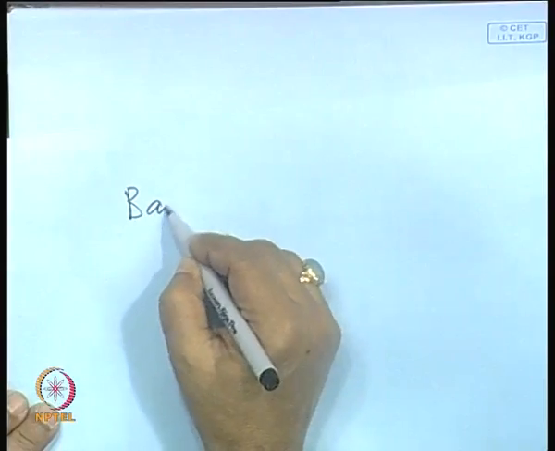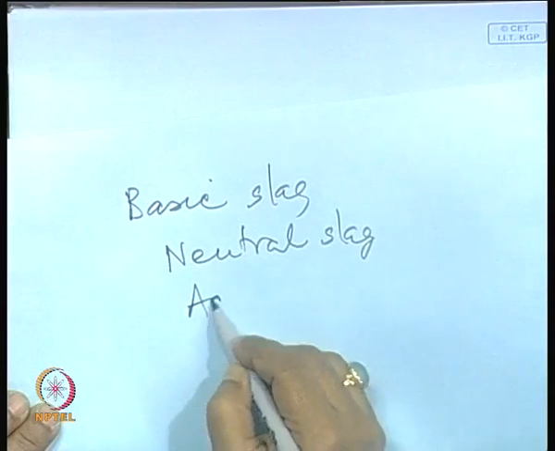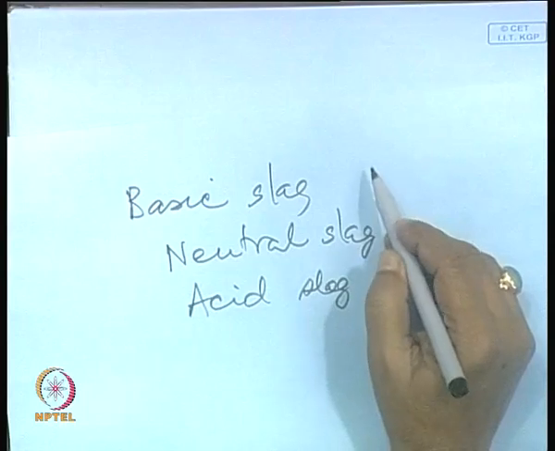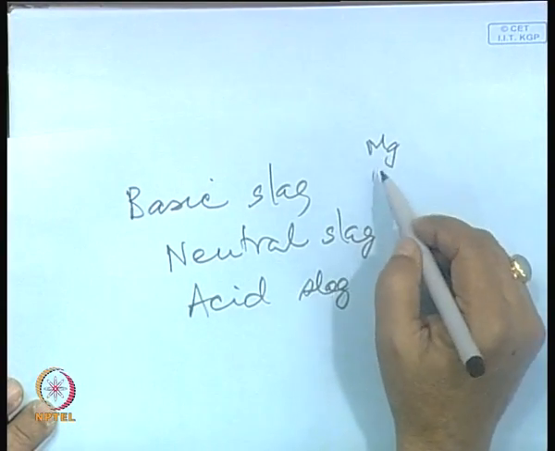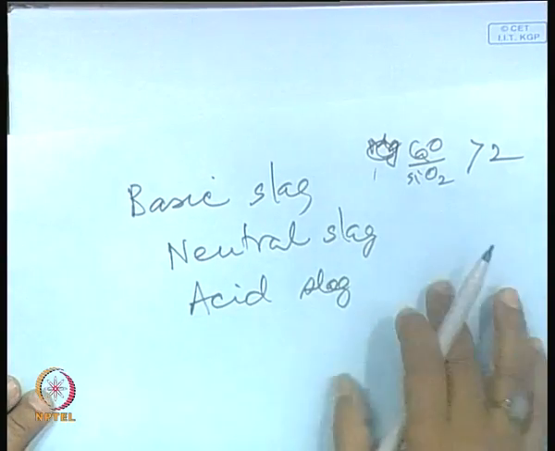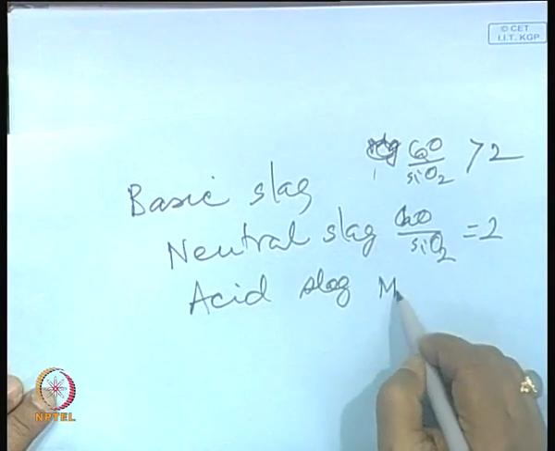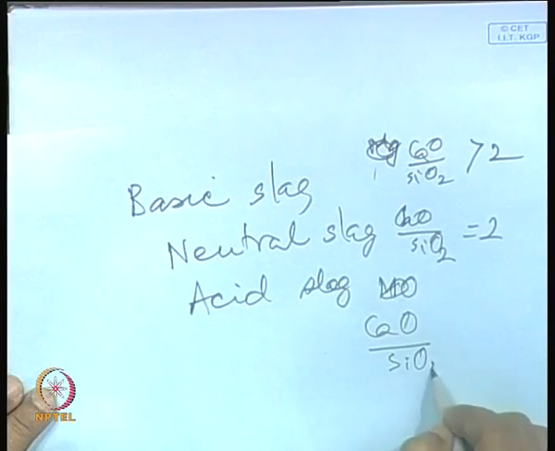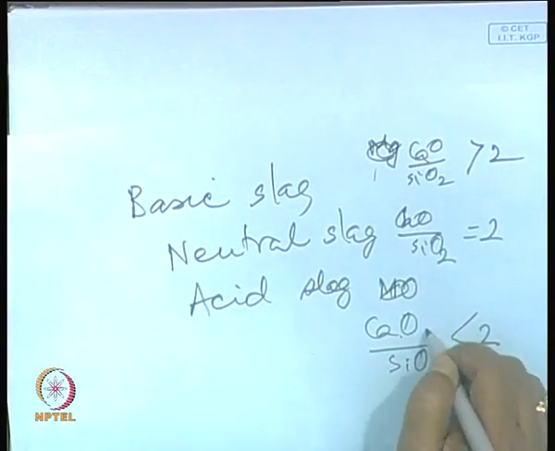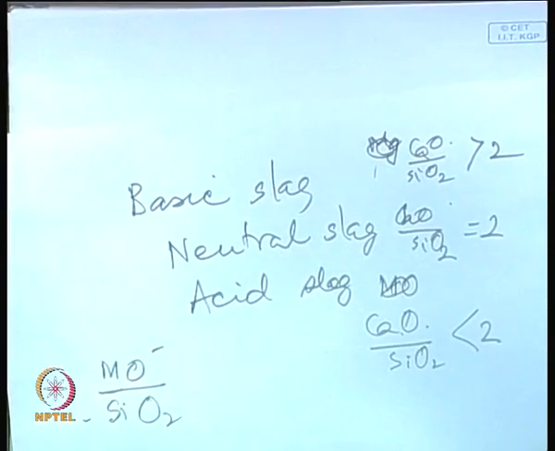Now, why I am saying these things is that you often come across terms like basic slag, neutral slag, acid slag. Generally, basic slag will mean CaO by SiO2 more than 2. Neutral slag will be 2, acid slag will mean CaO by SiO2 less than 2. I am writing CaO, but in case there is MgO, that has to come here again. So, you can say MO by SiO2, basic oxides to acid oxide, their ratio governs the basicity, neutrality or acidity of slag.